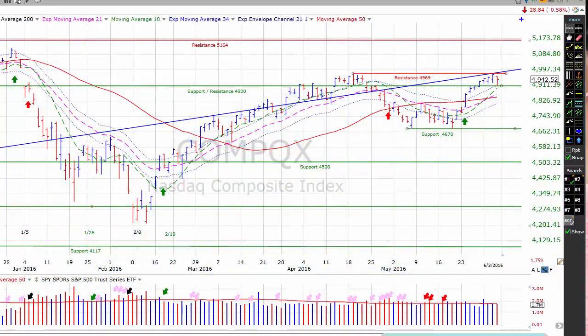Okay, on Friday, the NASDAQ Composite was down 28.84 points or 0.58%. The NASDAQ is bracketed by support down here in the 4,900 area and resistance up here in the 4,969 range. We're going to break out one way or the other. Either break out higher and test resistance up here in the 5164 area, or we'll break down below this area of support, which brings the 4678 area into play.